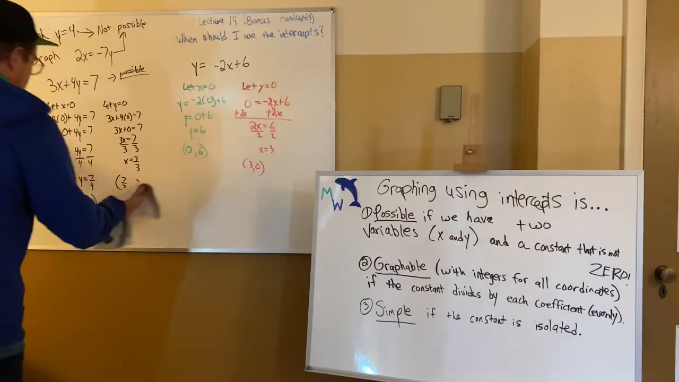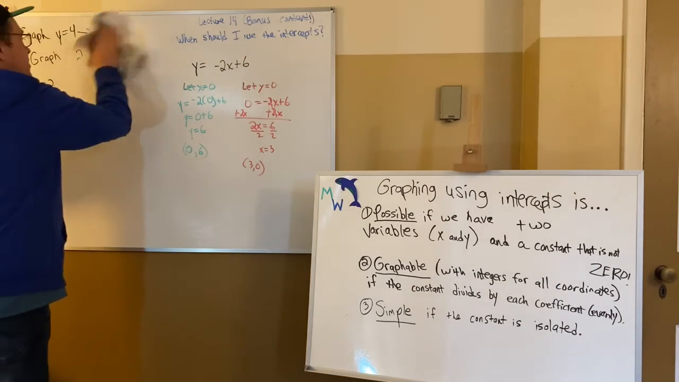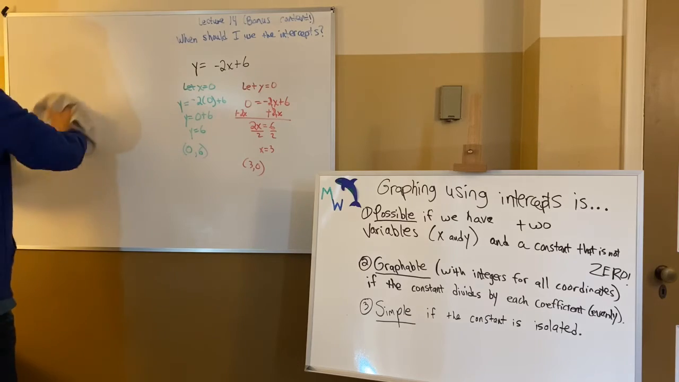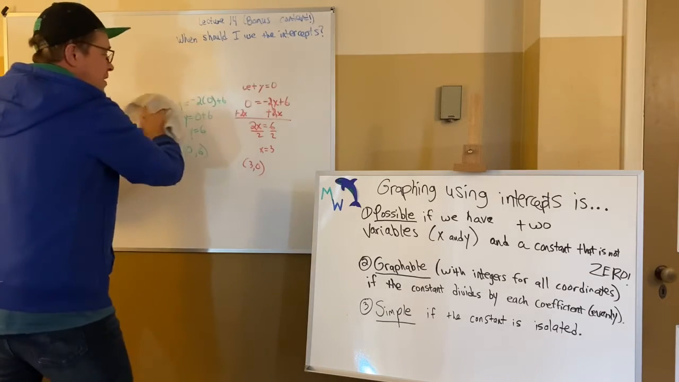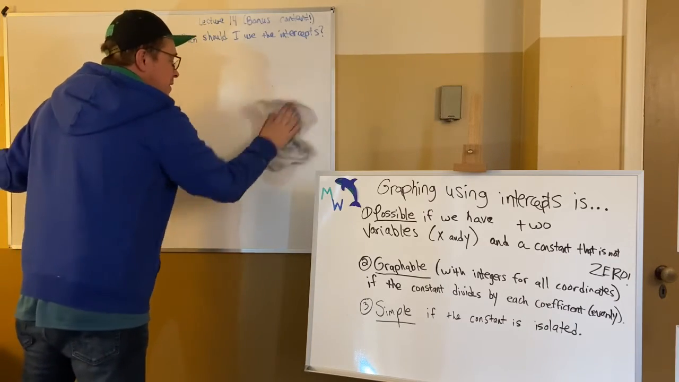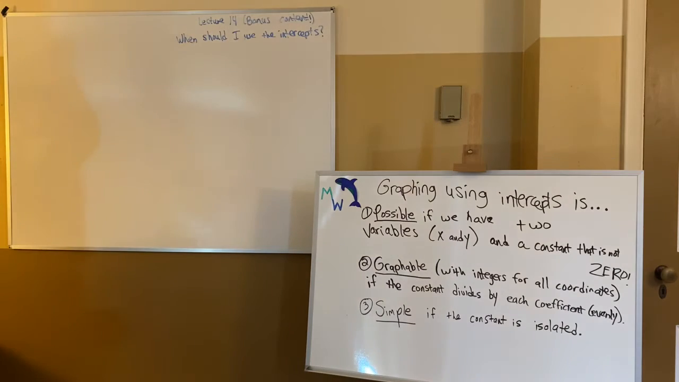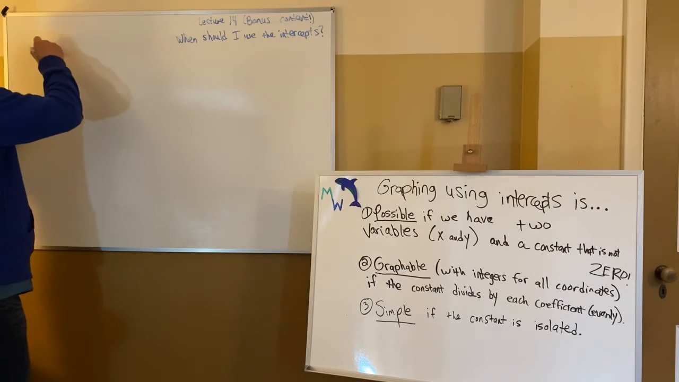So I'm going to look at one more. One that I would call a case where it is simple. All right, we've got the cases of not possible. We got the cases where it's not graphable with integers. And now we're going to look at one that does all 3 and why it becomes what I call simple. And that one is 2x plus 3y equals negative 12.